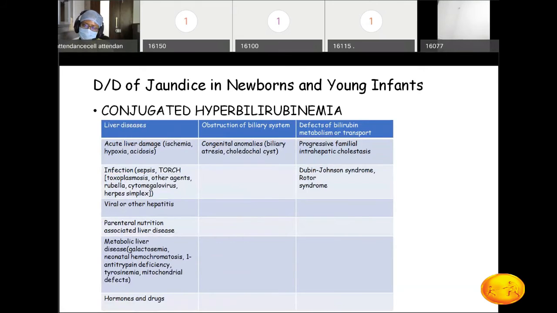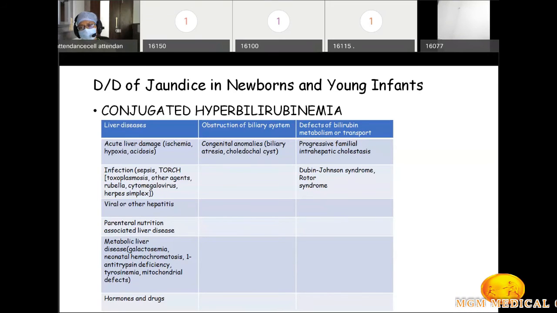So this is the previous slide we saw, unconjugated in newborns. This is conjugated hyperbilirubinemia in newborns. So again, liver diseases with hepatocellular injury, obstruction of the biliary system, and defects of bilirubin metabolism or transport. I'll just finish off the rare or uncommon one, that is the extreme right column, defect of bilirubin metabolism or transport. So your hepatocyte will be excreting the conjugated bilirubin into the biliary canaliculi.